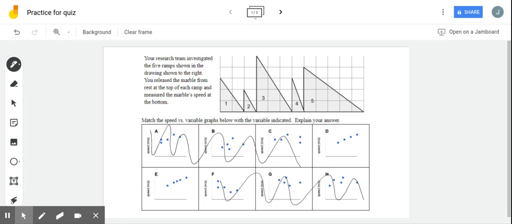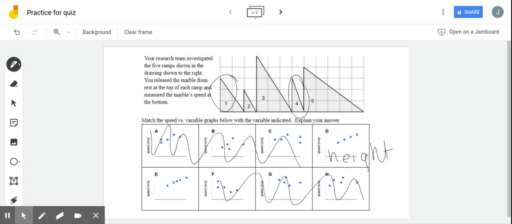Well, E has 5 points and D has 4 points. So your gut might be to go with E. But if we look at the ramps, we can see that ramp number 1 and ramp number 4 are both just as tall as one another. They have the same height. They have a height of 3. And since speed depends only on height and nothing else, we know that ramps 1 and 4 will have the same speed and the same height. So actually they will have the same data point, which means that D is correct.